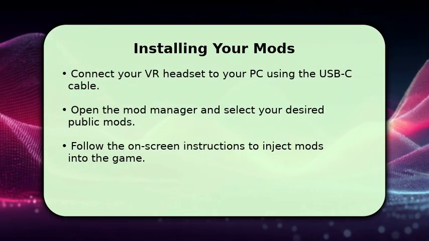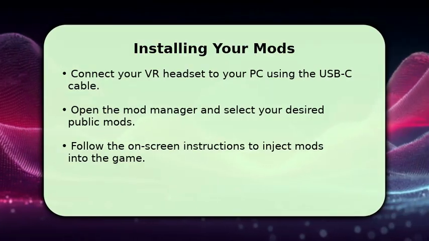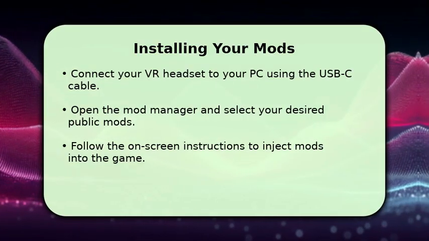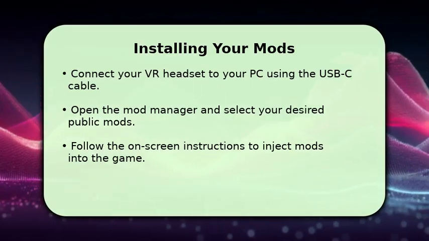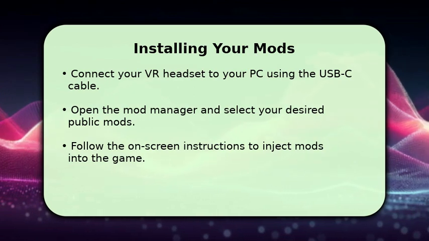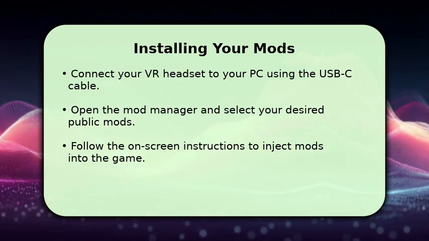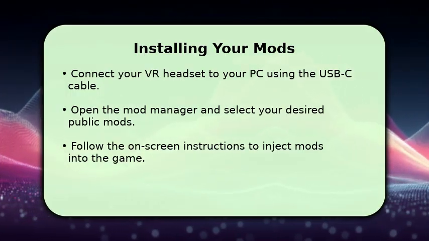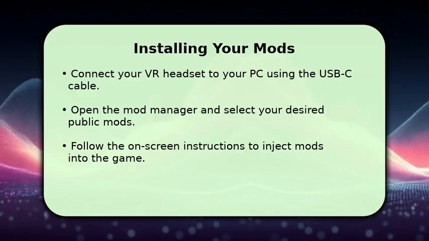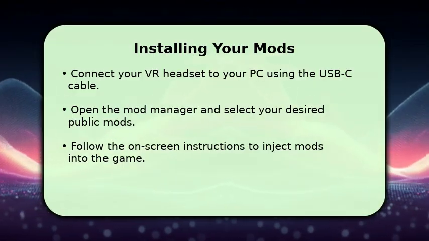Now, let's install the mods. Connect your VR headset to your PC using the USB-C cable. Once connected, open your chosen mod manager. Within the manager, browse and select the public mods you wish to use. Carefully follow the on-screen prompts to inject these modifications directly into your Gorilla Tag game files.